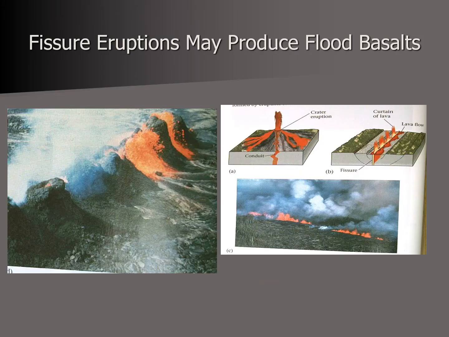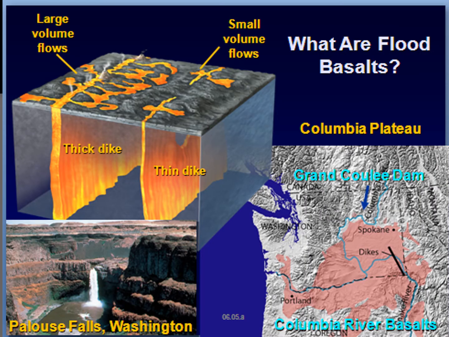Here are just some images of fissure eruptions. Here's another image. I like the drawing up on the top left, just showing this low viscosity mafic magma that can easily escape to the surface at many different openings, creating fissure eruptions, and this can help lead to flood basalts. But again, we don't have any current flood basalts happening on this planet. Maybe that's a good thing.